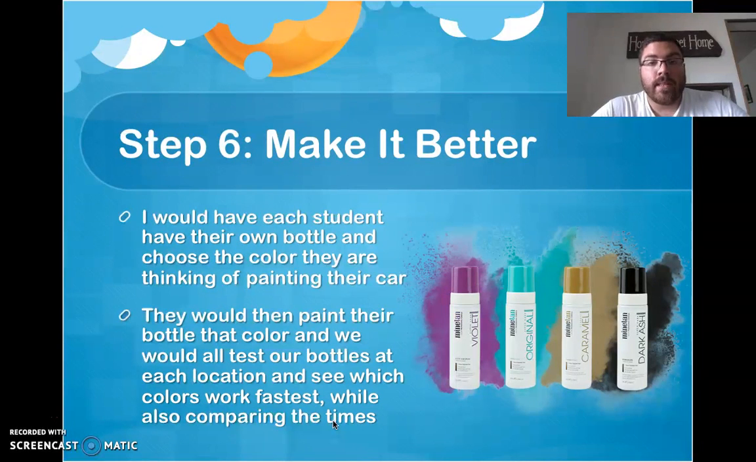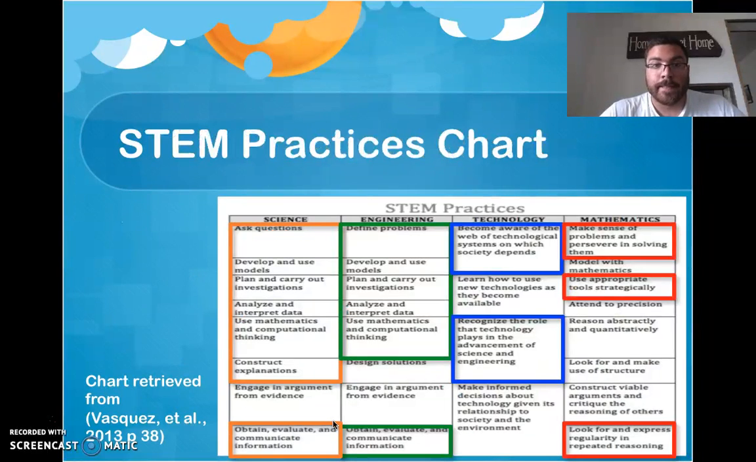Step 6 in the process is how you could potentially make it better. And the things that I came up with would be I would have each student have their own bottle and choose the color that they were thinking about painting their solar-powered car. They would then paint their bottle that color, and we would all test our bottles at each location and see, one, which color works the fastest, as well as comparing times between the several different locations that we would test in order to figure out where would be the best location for our racetrack.